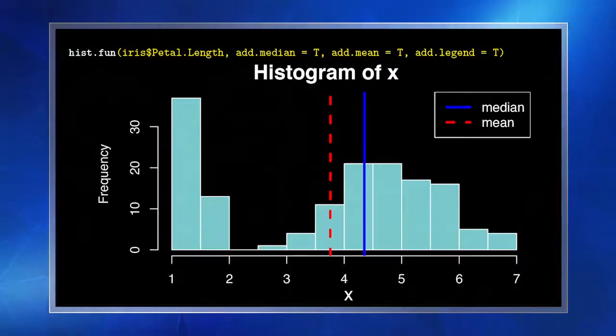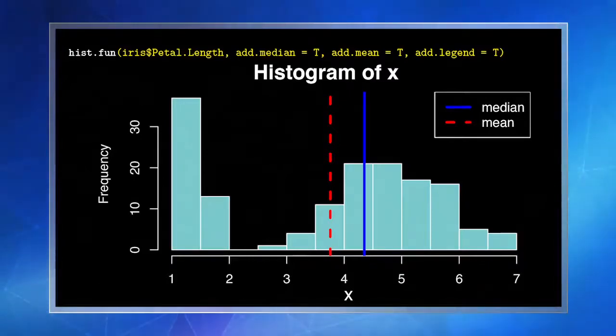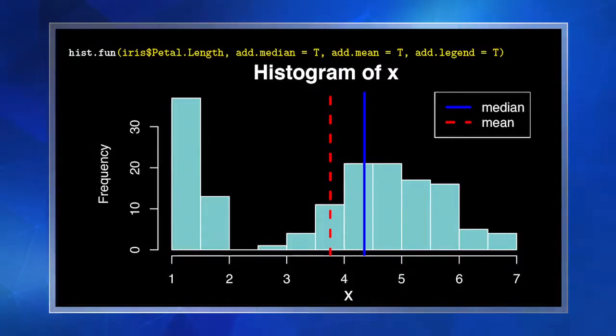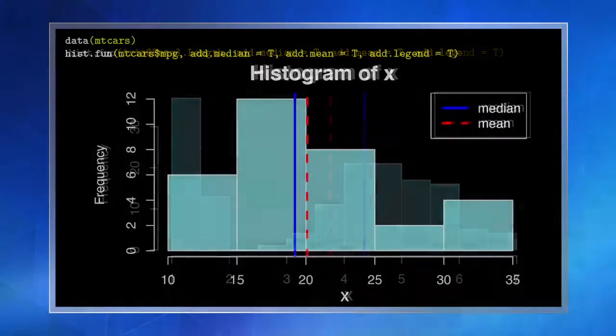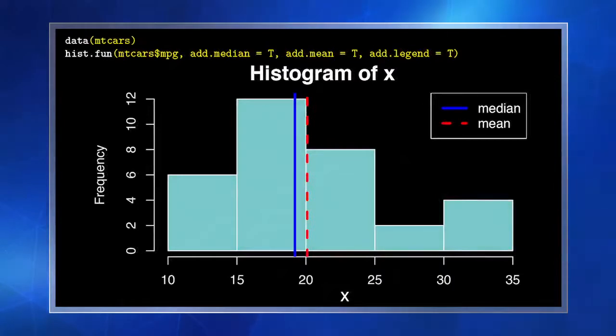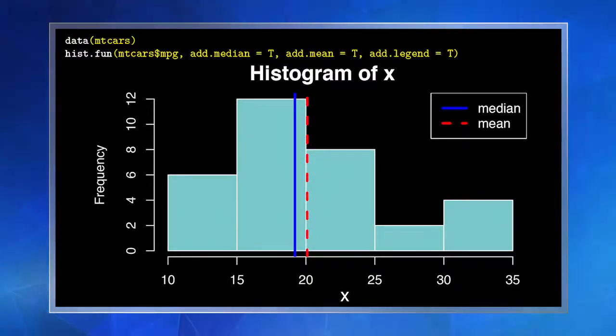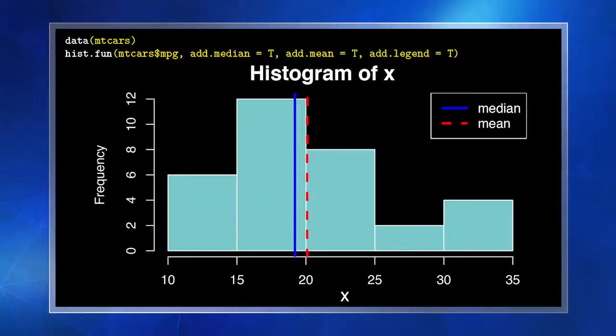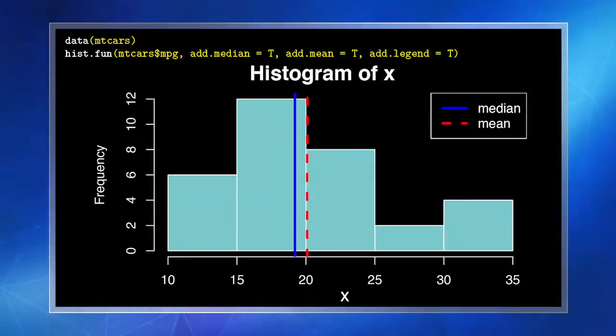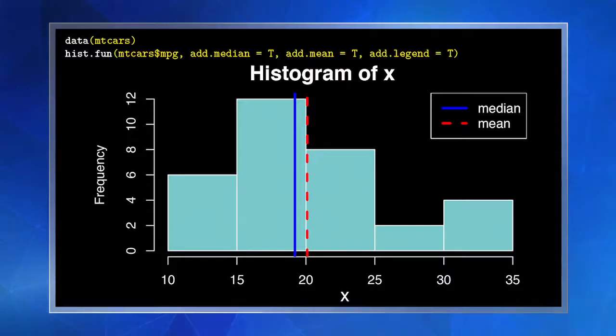Notice how much information you get from this graphic. Right? It's really clean, it's very visual, and you immediately know about the center and the median of your data. Here's our mtcars data set in miles per gallon. Now notice here, this histogram has only got 5 bins. It doesn't really look too great, but it still works on our function.